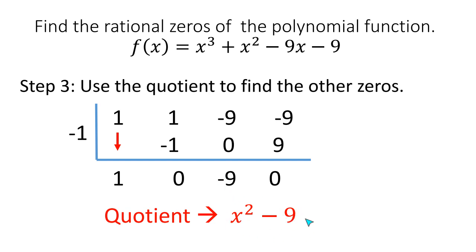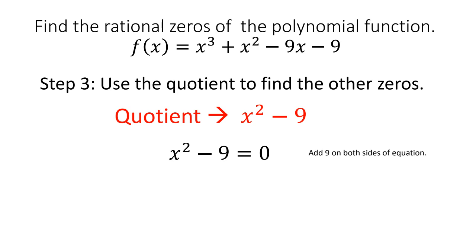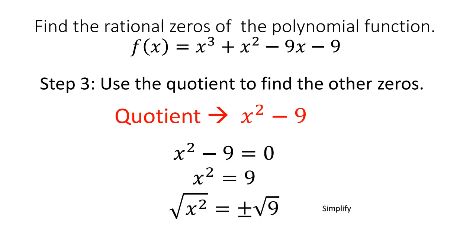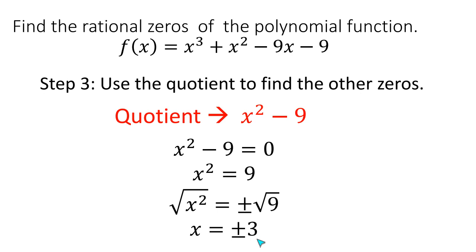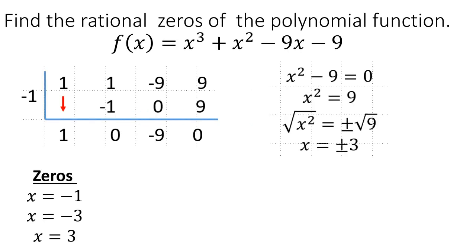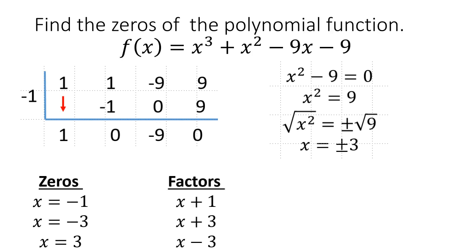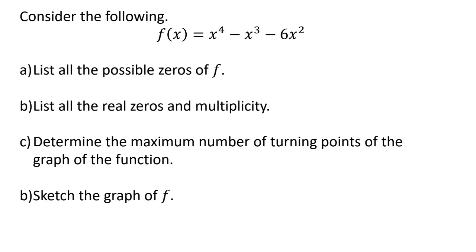And now this is quadratic, so you have options. You can try to factor, or you can try to use the quadratic formula. In this case, I can use the square root property and solve for x. So I end up with plus or minus 3. So my zeros are -1, -3, and +3. My factors are x plus 1. To get the factors, we just take the numbers, the constants, to the left side, and that's going to create our factors.